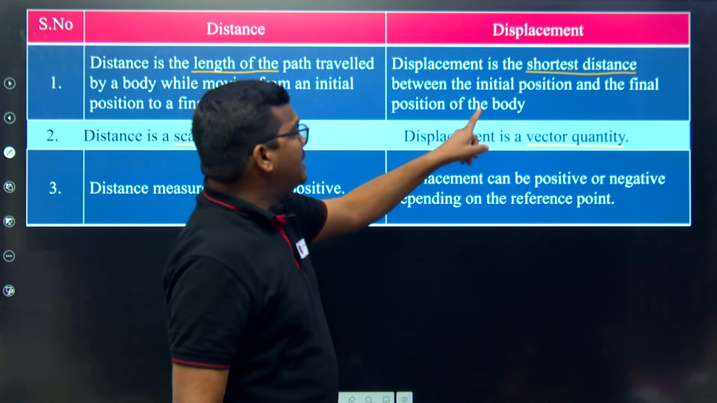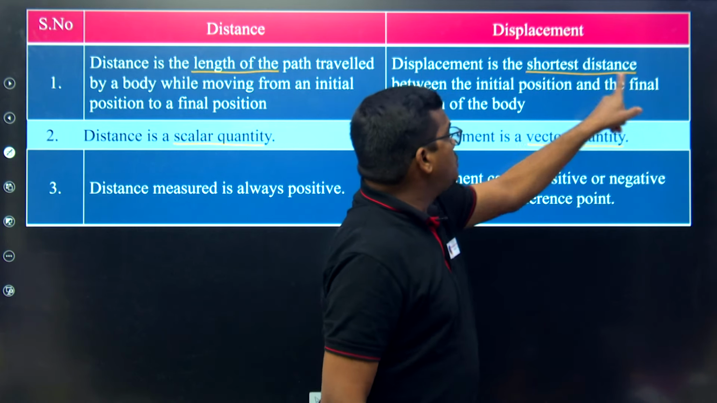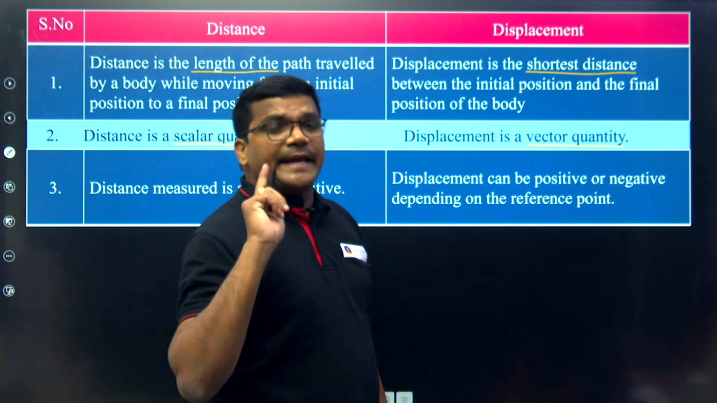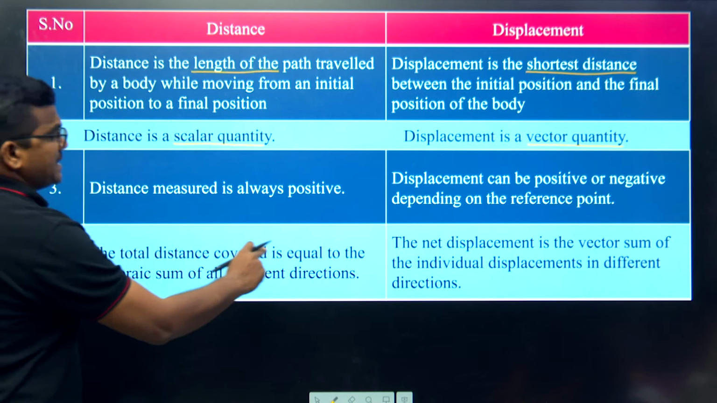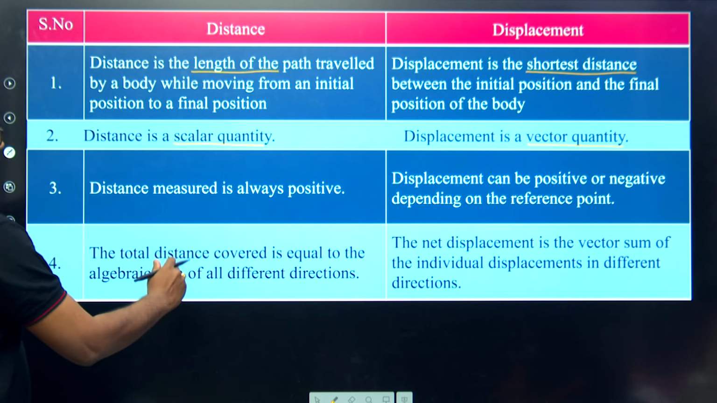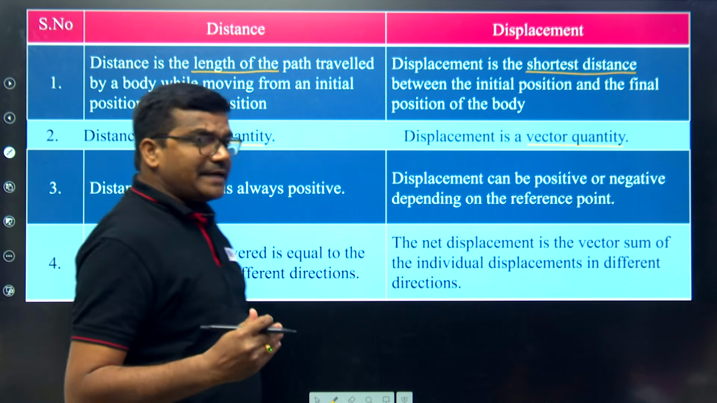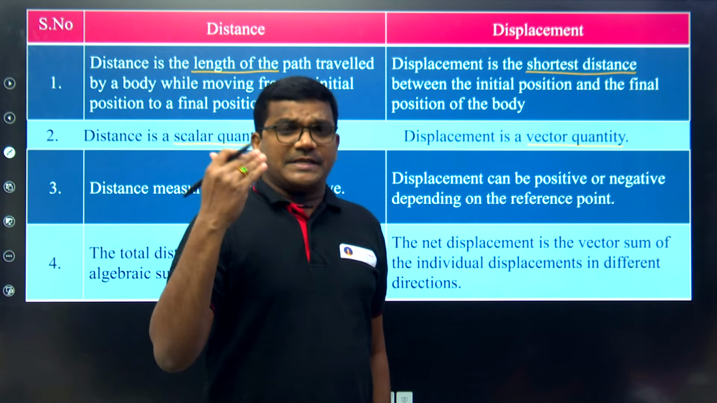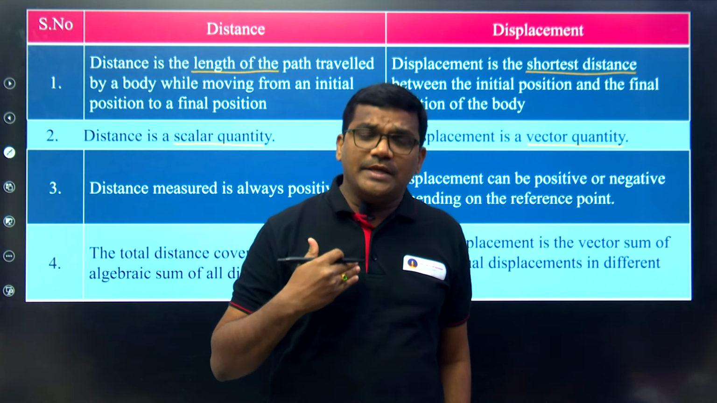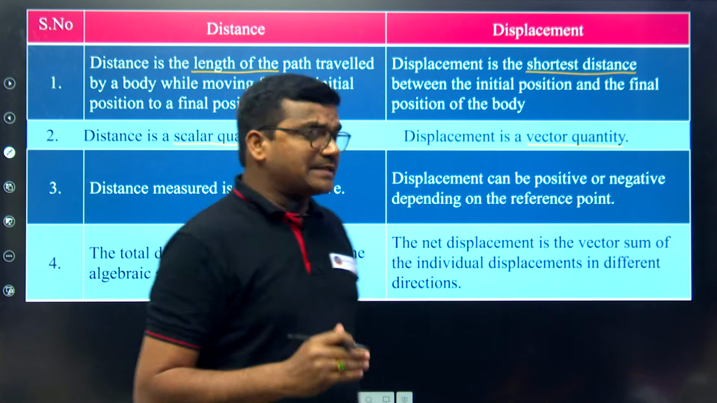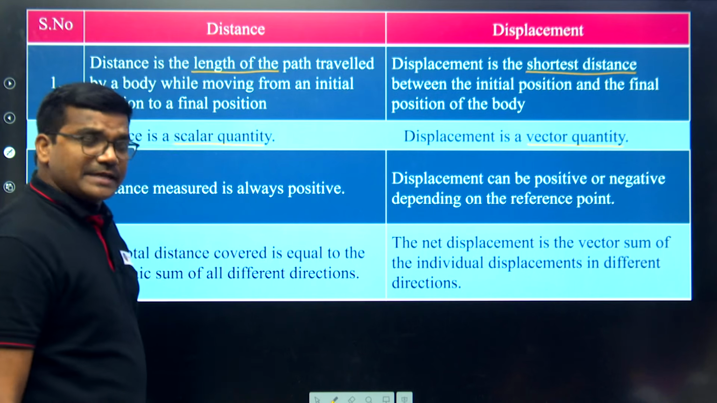Initial point to final point is positive displacement, final position to initial position is negative displacement, right? Next, the total distance covered is equal to the algebraic sum of all the different directions. Just add 10 meters plus 20 meters plus 30 meters plus 100 meters, like that. We just have to add all the magnitudes. That is called algebraic sum. 2 meters plus 5 meters plus 7 meters, like that.